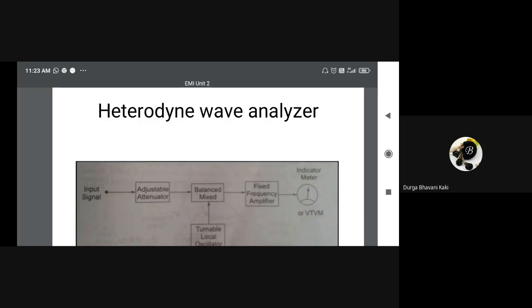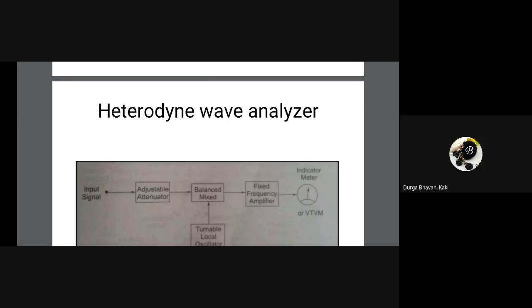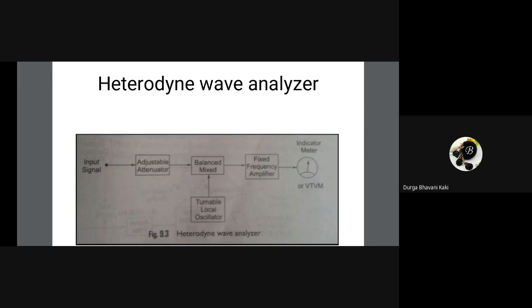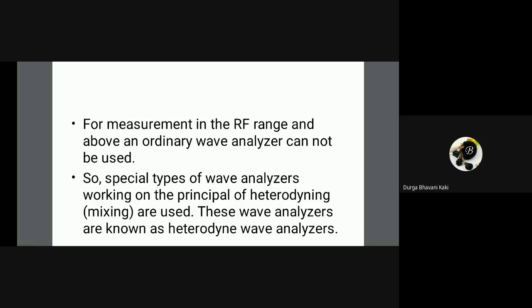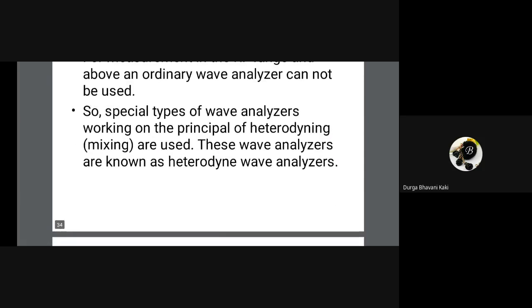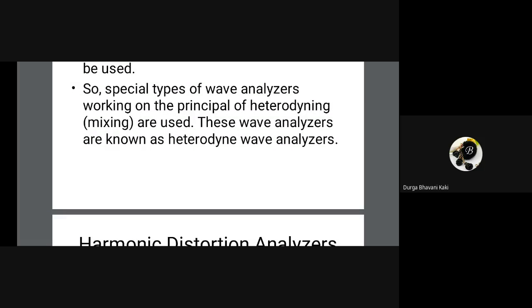The heterodyne wave analyzer was already discussed. In the heterodyne analyzer, the following blocks are there. We use the heterodyne wave analyzer to select RF ranges of frequencies only. For measurement in the RF range and above, ordinary wave analyzers cannot be used. So special types of wave analyzers working on the principle of heterodyning are used. These wave analyzers are known as heterodyne wave analyzers.